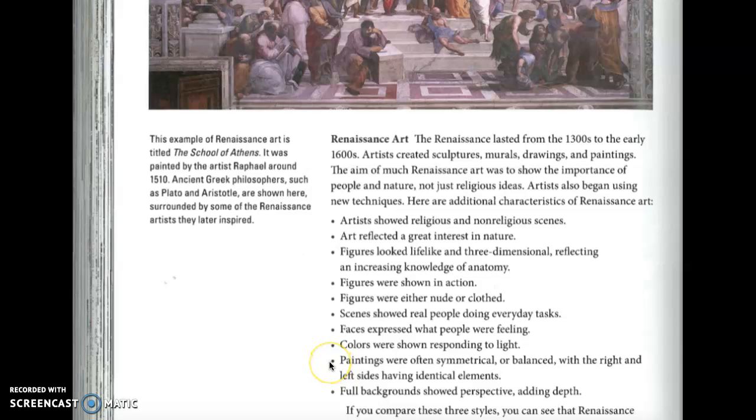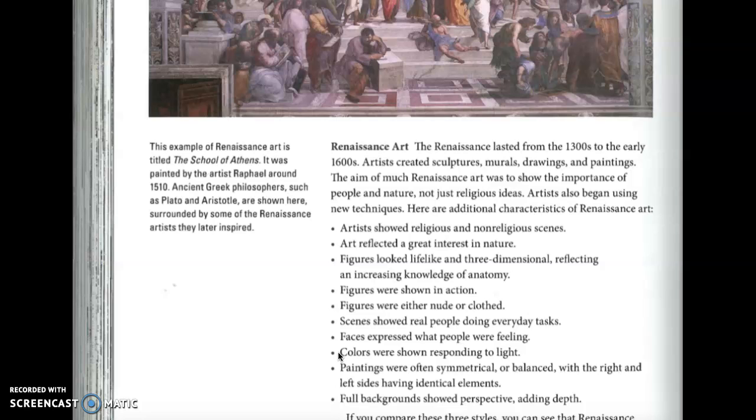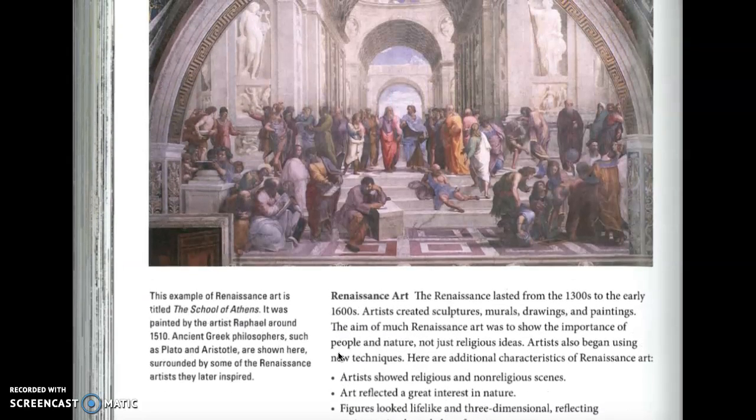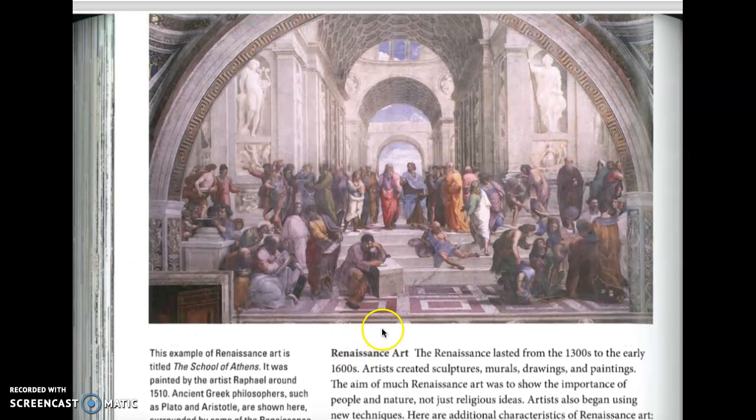Next, paintings were often symmetrical or balanced, with the right and left sides having identical elements. So this is big in Renaissance art. What this means when painting or artwork is symmetrical, if you drew a line down the middle, the two halves are very similar. So if we draw our line down the middle, yes, we completely see that. We see there's a guy standing in the middle on this side. There's a guy standing right here on this side. You have groups around them.